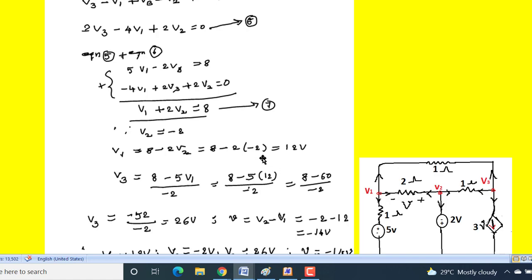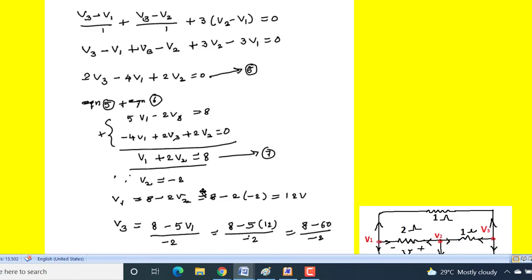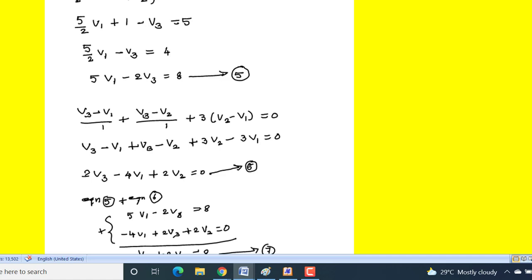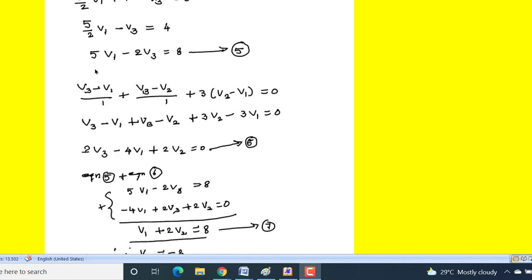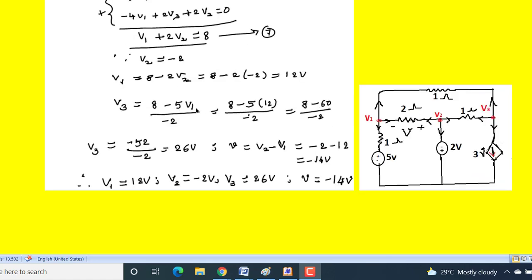So once we know V1 and V2, taking one equation, we can get V3. From equation 5, that is 5 V1 minus 2 V3 is equal to 8, we know V1 and we also know V2. So we write this equation to get V3 like this: V3 is equal to (8 minus 5 V1) divided by minus 2. Because we know V1 is 12 volts, so (8 minus 5 into 12) divided by minus 2, then we get minus 52 by minus 2. Then we get 26 volts.